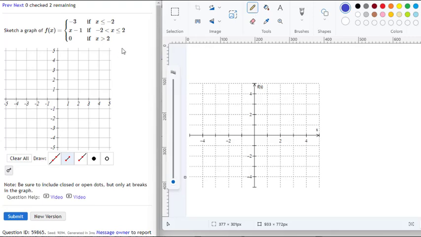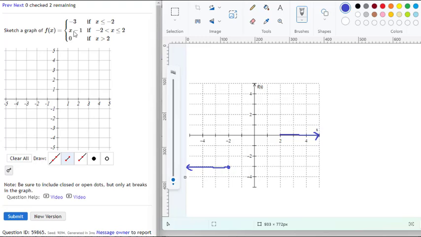So first thing, notice that our graph is sort of a horizontal line for x is less than or equal to -2, and it's a horizontal line for x is greater than 2. It's just the same y value. So let's graph those two pieces first on our graph. So x is less than or equal to -2, including -2, our y value is -3. So over here it's going to look like this. And then for x is greater than 2, our y value is 0, so it's going to look like this.